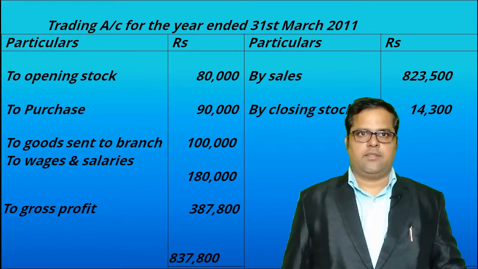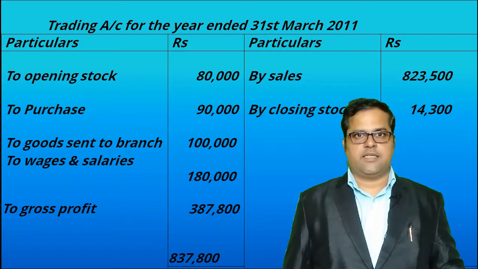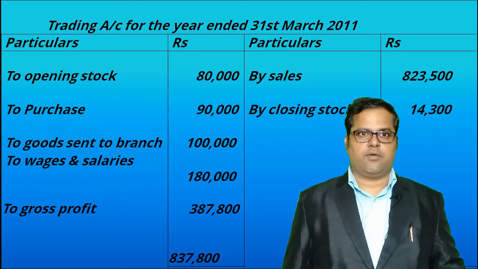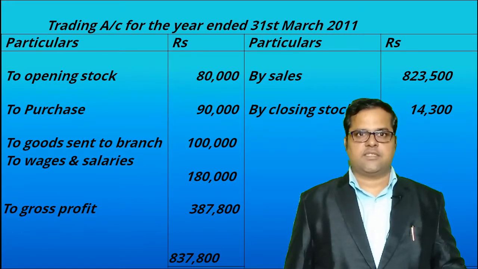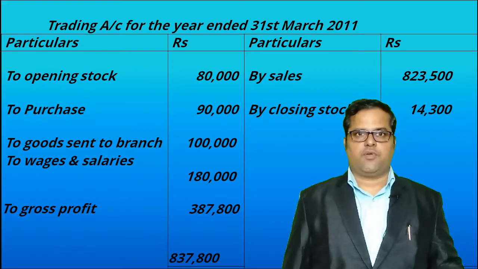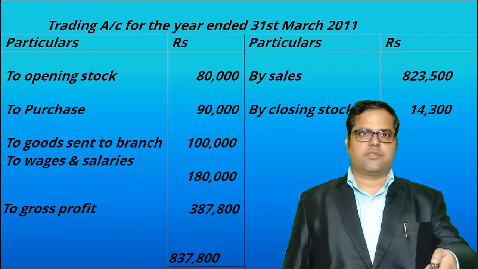Now you are aware that in the trading account on the debit side we have opening stock, purchase, wages and salaries. On the credit side we have sales and closing stock. Now all these items are available in that new converted trial balance. The new item which you will be recording in this trading account is goods sent to branch. The amount was given in the adjustments, rupees 1 lakh. Now after closing this account, you get a gross profit of rupees 3,87,800 which will be transferred to the P&L account.